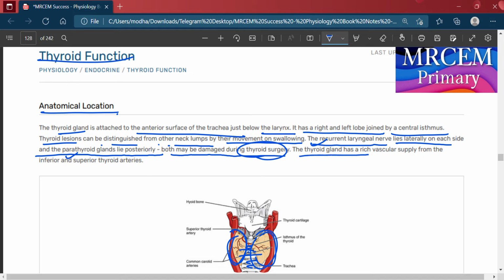The thyroid gland has a rich vascular supply from the inferior and the superior thyroid arteries.